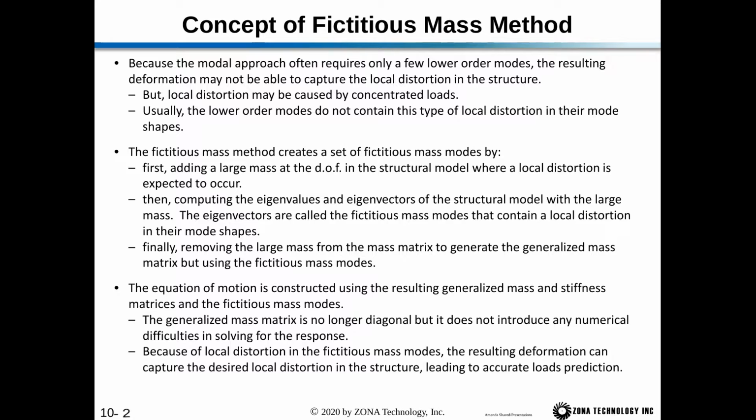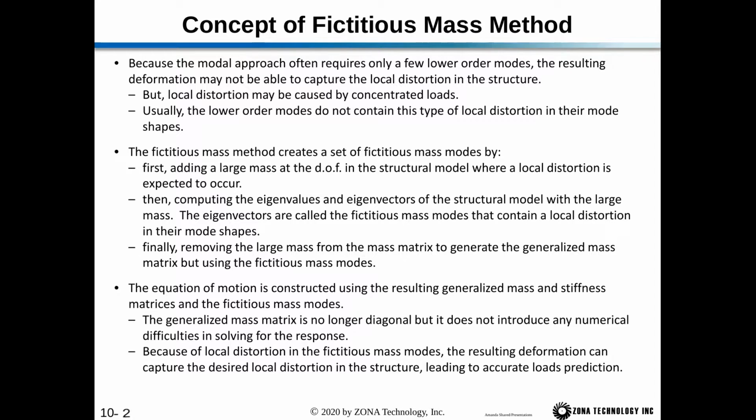Now, because the modal approach often requires only a few lower order modes, the resulting deformation may not be able to capture the local distortion in the structure. However, local distortion may be caused by concentrated loads, and usually the lower order modes do not contain this type of local distortion in their mode shapes.